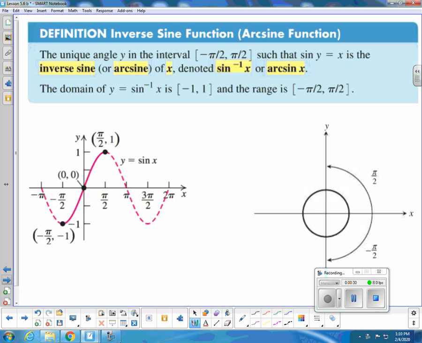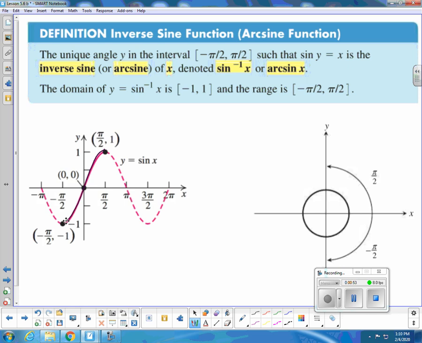So we're going to restrict the function just to this little piece. Okay? If I just looked at that piece, it passes the horizontal line test. For every x, there's only one y. So we're going to restrict it, just like we restrict the x squared function so that its inverse, square root, is a function.